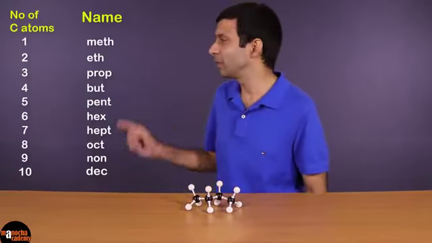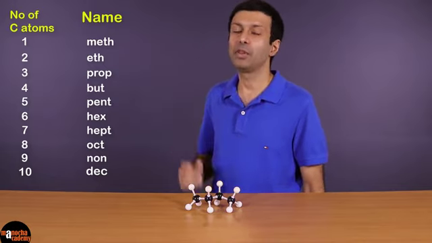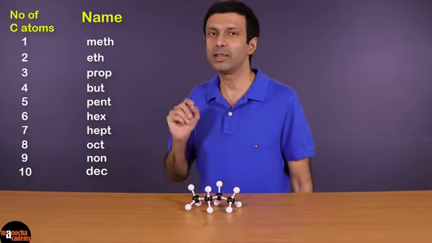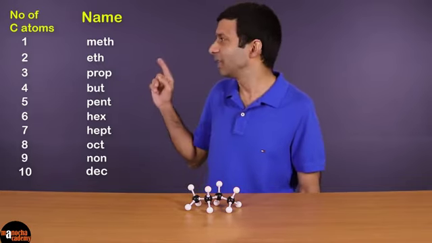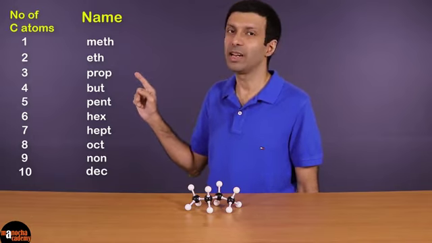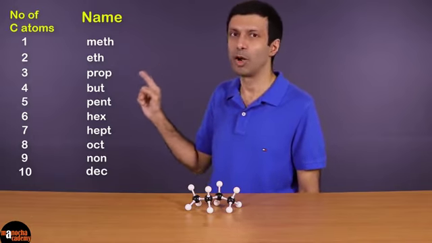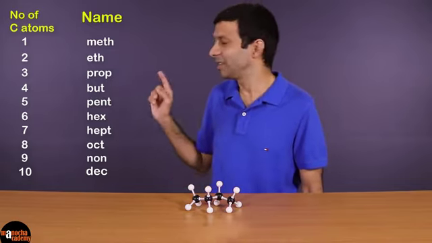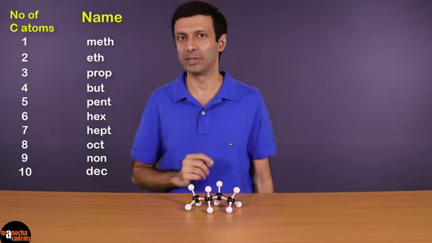Now we need to look up this list. If the hydrocarbon contains 1 carbon atom, the name starts with meth. If it contains 2 carbon atoms, the name starts with eth. 3 carbon atoms, it starts with prop, and so on. I think you have only till 10 carbon atoms in your syllabus.